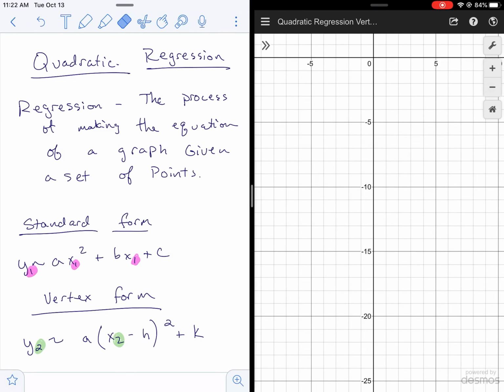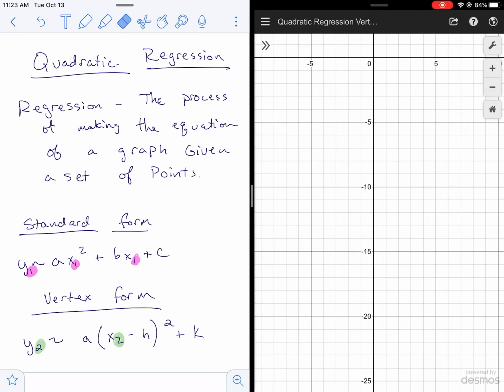Okay, this video is going to show you how to use Desmos to do a quadratic regression. We're going to do it two ways, standard form and vertex form. Okay, what's a quadratic regression? Regression is the process of making the equation of a graph given a set of points. So we're going to give the calculator points, and the calculator is going to give us the equation.